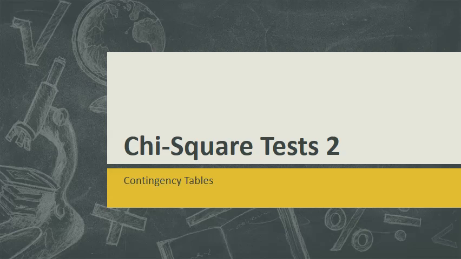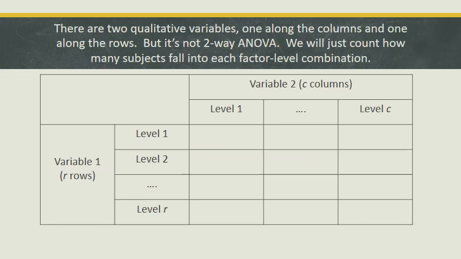Okay, this video is about another common use for the chi-square distribution called contingency tables. The setup may look a bit like two-way ANOVA because of the rows and columns, but there's no response variable to worry about. We simply cross-reference each member of our random sample and tally up the total number of observations that fall into each combination of categories. This actually has more in common with one-way ANOVA than two-way ANOVA.